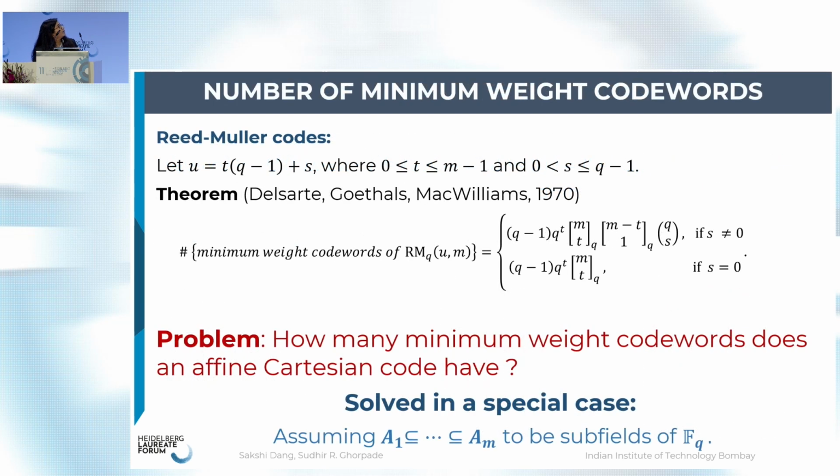Now coming to the problem, that is determining the number of minimum weight code words. Minimum weight code words correspond to those row vectors which have the maximum number of 0 entries in them. In the 1970s, Delsarte, Goethals, and McWilliams gave a formula for the number of minimum weight code words for Reed-Muller codes. We try to extend their result in the special case. To know what the formula is and how it looks, do come visit my poster.